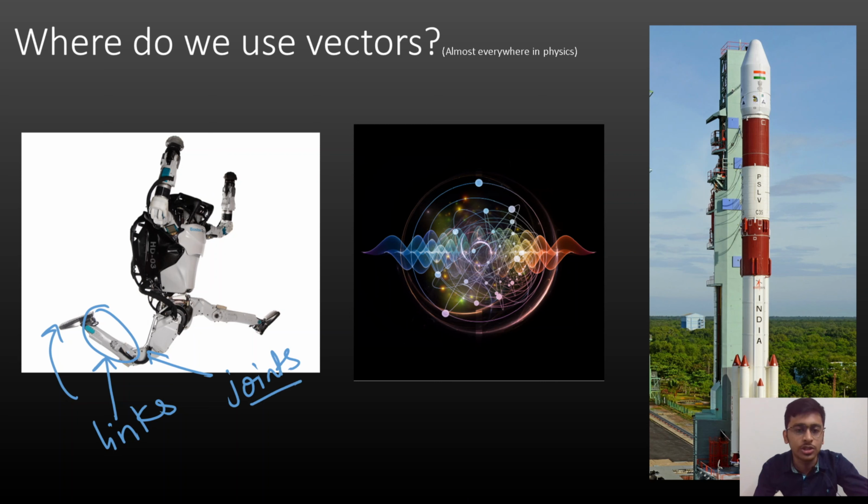So by how much do we rotate these joints and where exactly this link will go is essentially all vectors, isn't it? How much and where. So this is how we use vectors in robotics. I am giving it in a very condensed manner. It's quite more complex than what it actually is. But let me not scare you. Let's just understand what vectors are all about first.